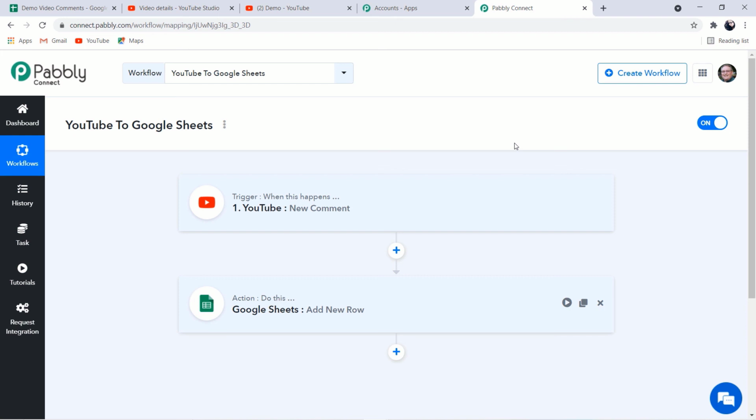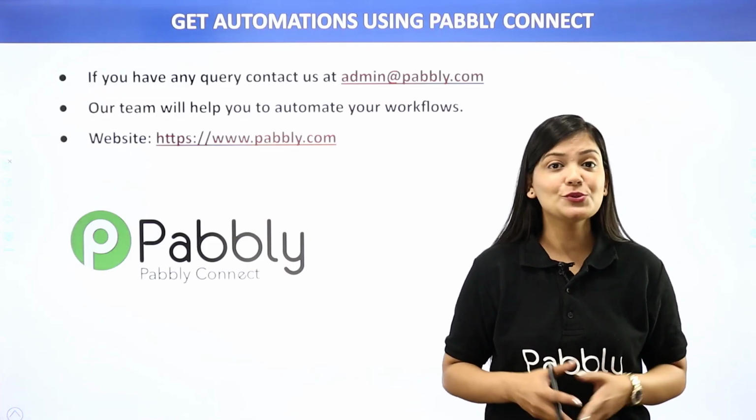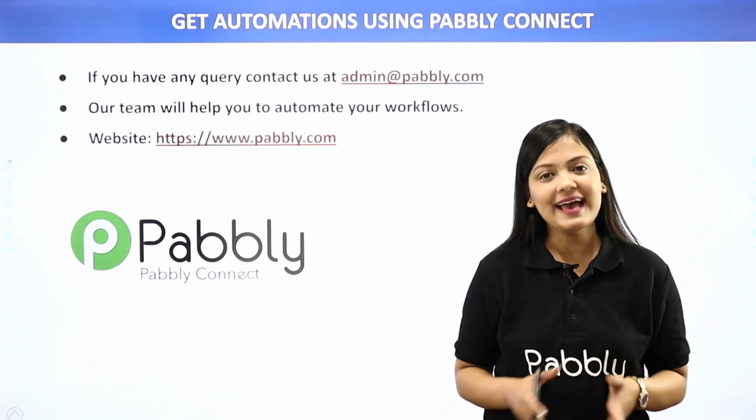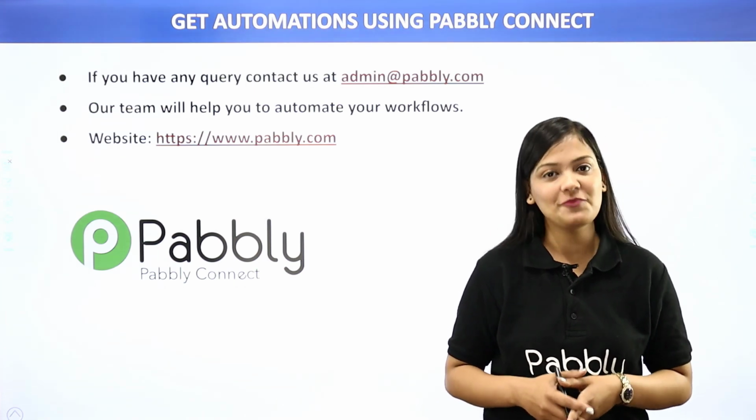Okay, so what we did first is we connected our YouTube account to our Pabbly Connect account, and then we connected our Pabbly Connect account to our Google Sheet. Now what will happen is whenever there's a new comment in a YouTube video, that comment will be automatically added in Google Sheet on a real-time basis with the help of integration software Pabbly Connect. Not just these two applications, but we can integrate n number of applications with the help of Pabbly Connect.